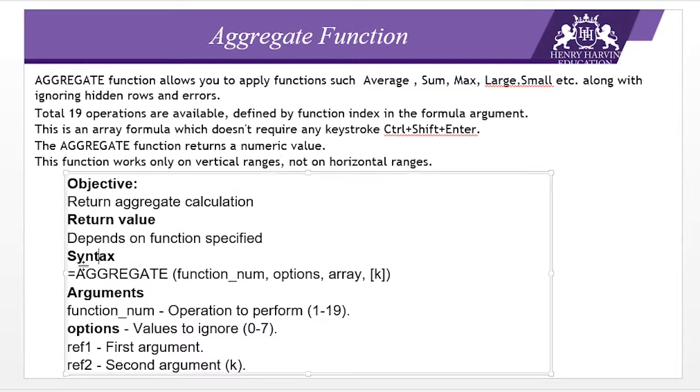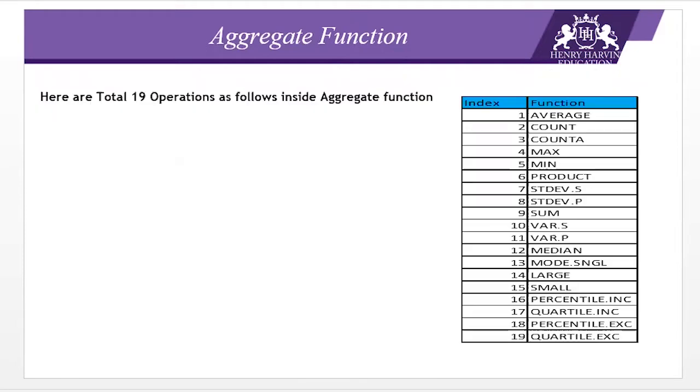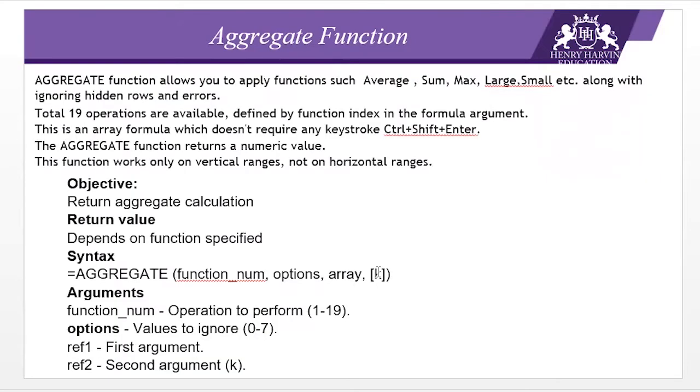You can see this is the syntax where we are writing AGGREGATE equals function number. So guys, if I talk about function number, options, array, and k, what is k? If you apply the large function, small function, and some other functions which I will define now, you can see here the large function, small function, percentile, quartile, these are the functions, guys. For any function from 14 to 19, we require the k value.